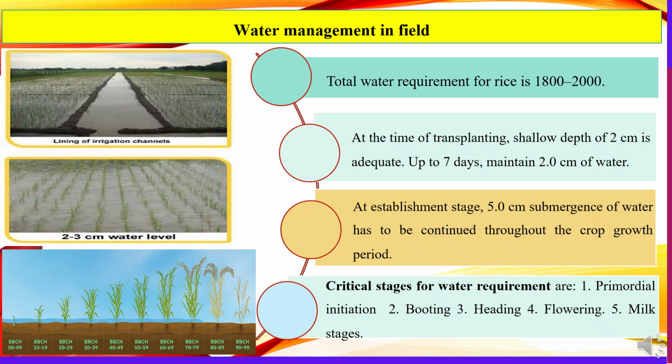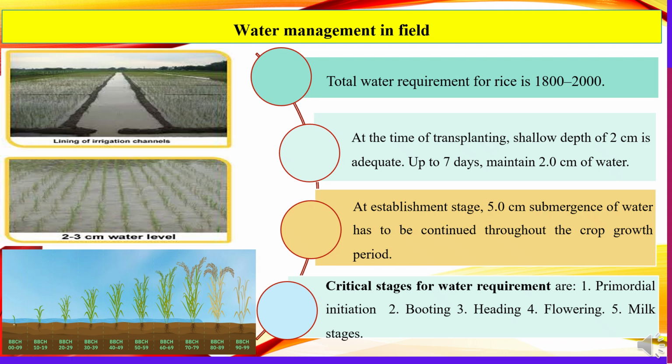Establishment to maturity, maintain 5 cm submergence consistently throughout crop growth, except during specific management practices like fertilizer application or weeding, when water can be temporarily drained. Critical stages for water requirement. Adequate water must be ensured at the following stages to avoid yield loss.